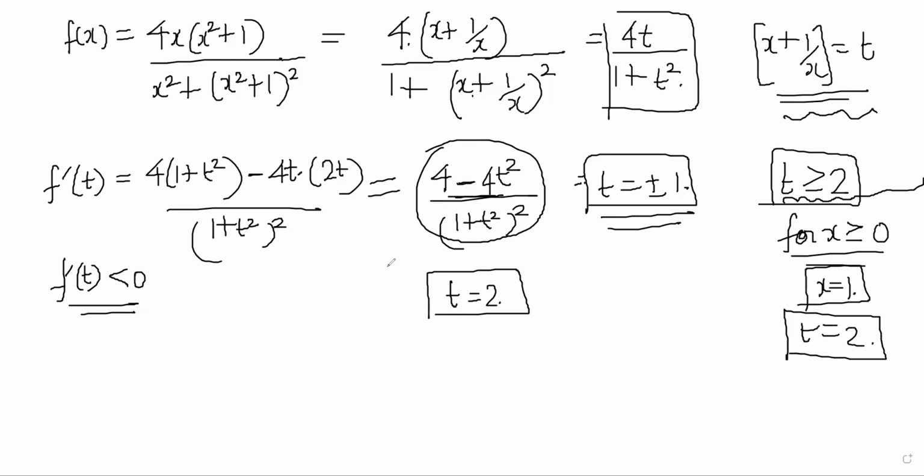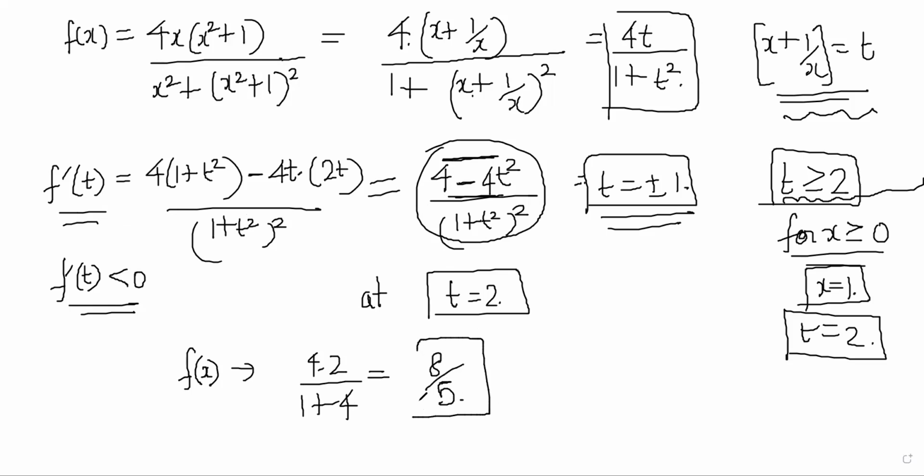So we should check our function f(t) where t is greater than 2. In that region, we have the numerator always negative, so as you give inputs, the value of the function is decreasing because the slope is negative. At t equal to 2, what is the value? f(x) becomes 4 into 2 by 1 plus 4, which is 8 by 5. So 8 by 5 should be the maximum value then.